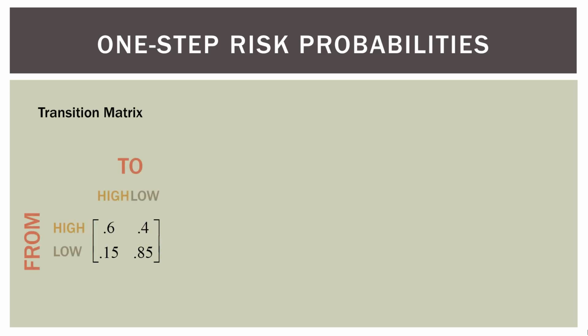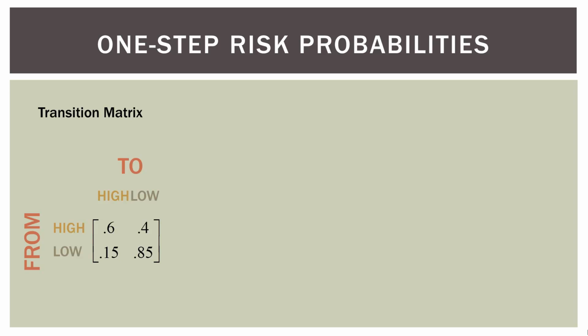So just a few reminders. We have our transition matrix, and this is just the information we talked about a minute ago put into matrix form. So a driver that's currently in our insurance company, if they're high risk, there's a 60% chance they'll be high risk when they renew. So that's 0.6. High to low is 0.4. Notice those add up to 1.